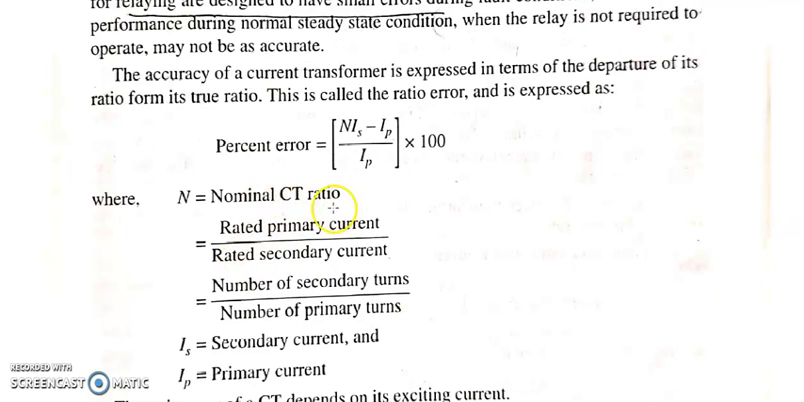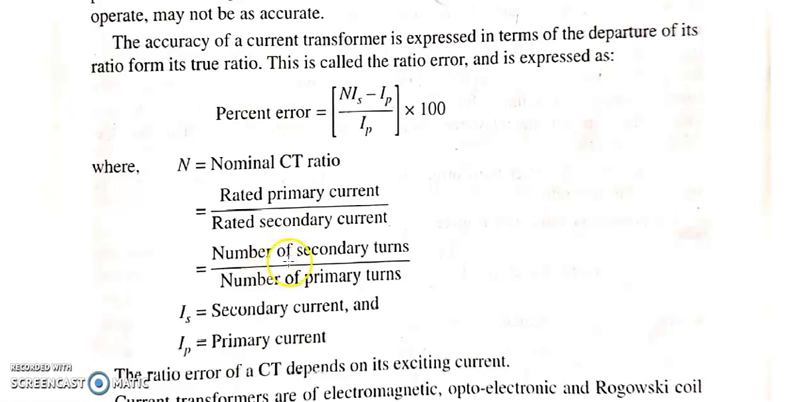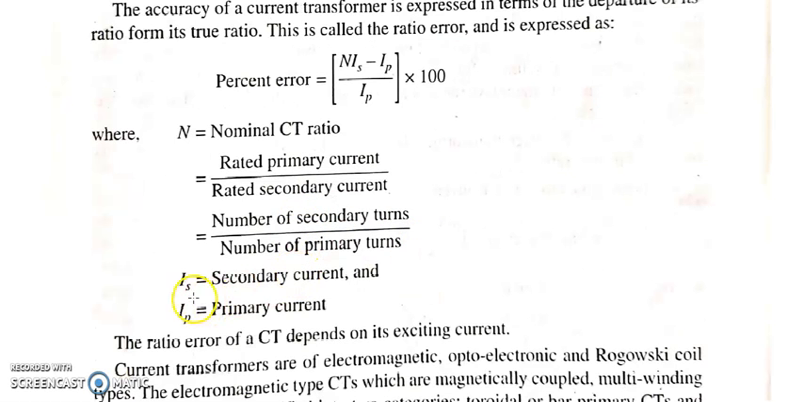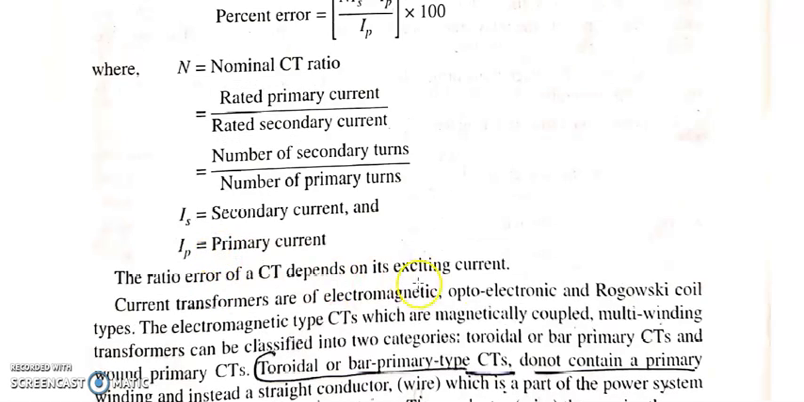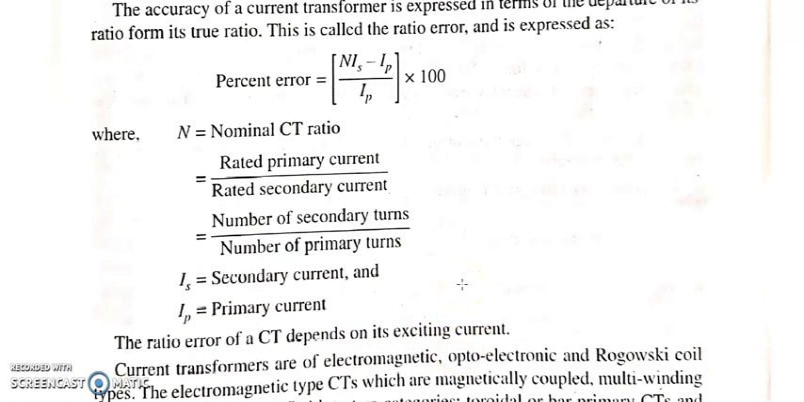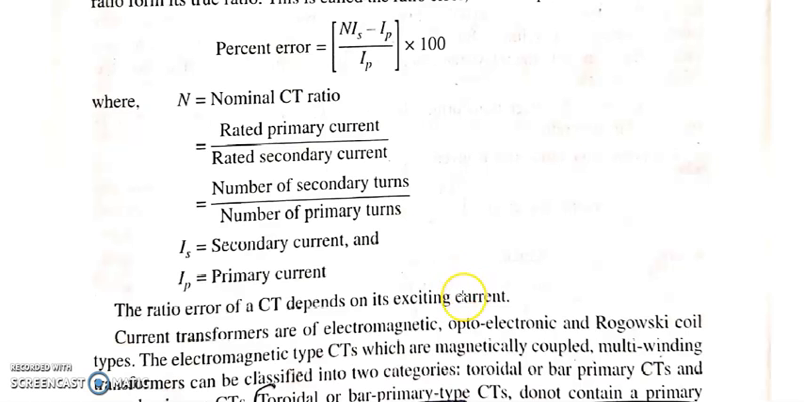This is the transformer ratio, and it can be given by the rated primary current, IP, divided by the rated secondary current, IS, so it is IP by IS. Similarly, one more formula we have is the number of secondary turns divided by the number of primary turns, that is N2 by N1. Here IS is the secondary current, S stands for secondary and P stands for primary, and IP is your primary current. And again, the ratio error of the current transformer depends on the exciting current of the particular transformer. That you need to remember.